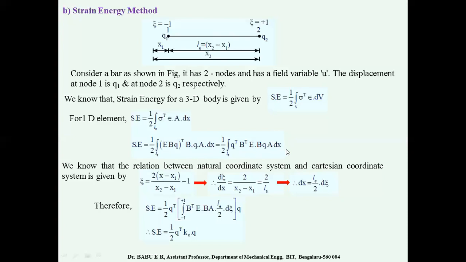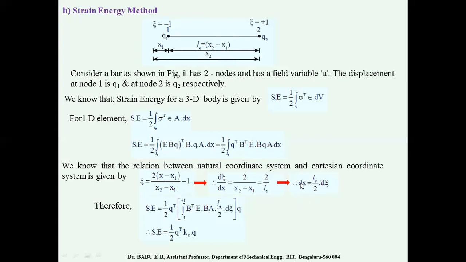So for simplification, I will replace the Cartesian coordinate system with the natural coordinate system. So replace the dx in terms of d zeta. We know the relation between the natural coordinate system and the Cartesian coordinate system, which is given as zeta equals 2 times (x minus x1) by (x2 minus x1), minus 1. You differentiate this with respect to x, so I'll get 2 divided by x2 minus x1. x2 minus x1 is nothing but the length of the element. So 2 by L, which implies dx equals Le by 2 into d zeta.